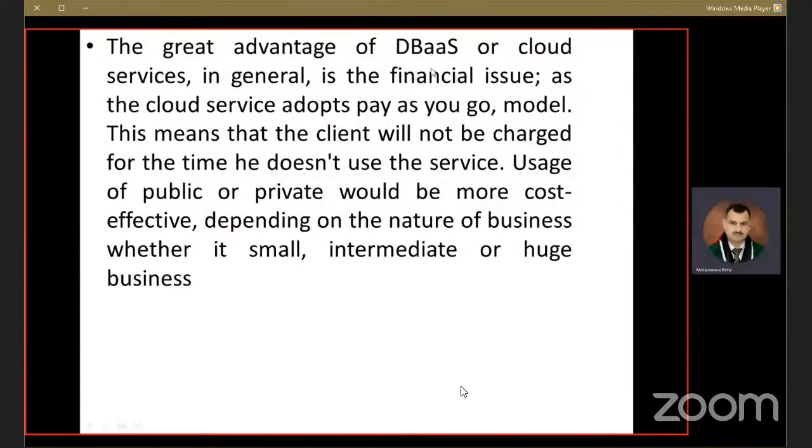The great advantage of database as a service, or cloud services in general, is the financial issue, as the cloud service adopts a pay as you go model. This means that the client will not be charged for the time he doesn't use the service. Usage of a public or private cloud would be more cost effective depending on the nature of business, whether it's small, intermediate, or huge business.